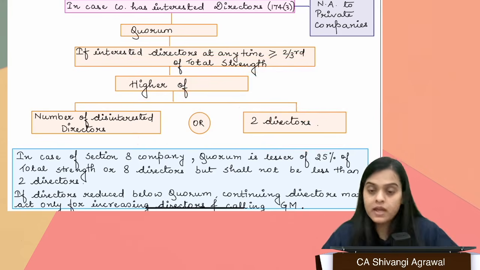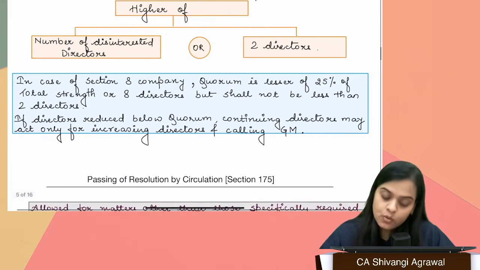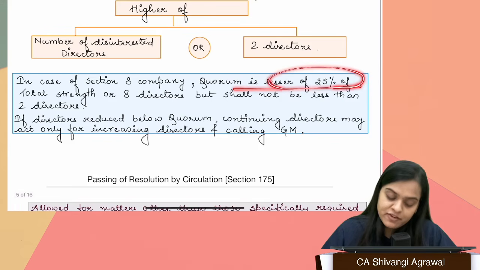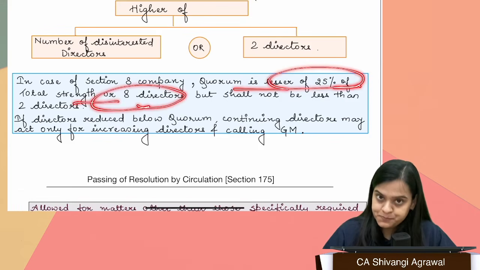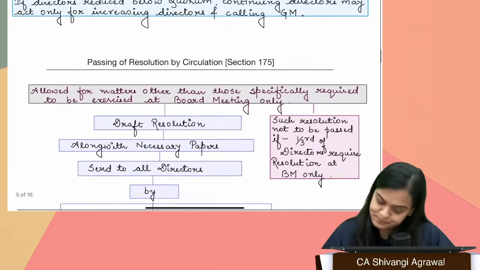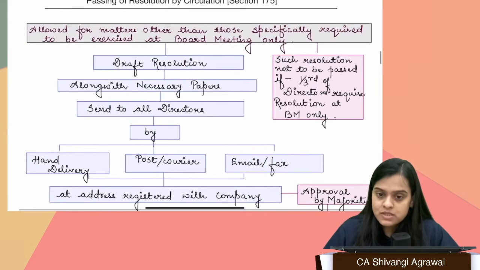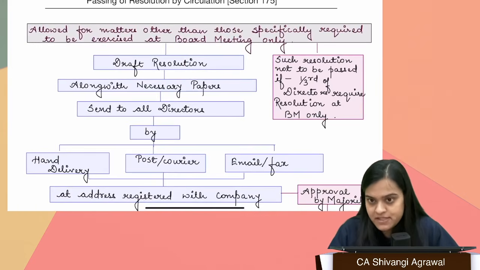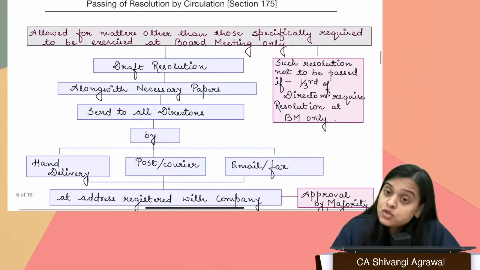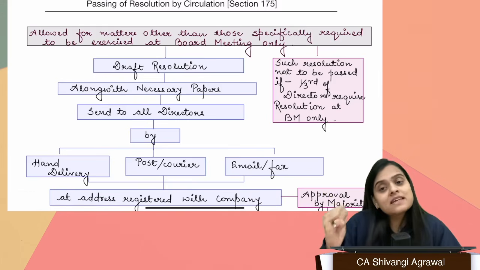Fine. Okay. Section 8 company, you have a different quorum. Quorum is lesser of 25% of strength or 8. But it has to be minimum 2. Next, we move to section 175. Section 175, before we actually go on to section 175, we also have certain matters which are stated in secretarial standards.